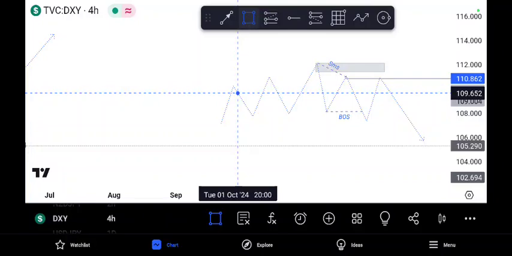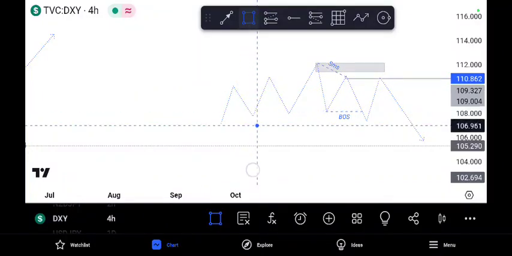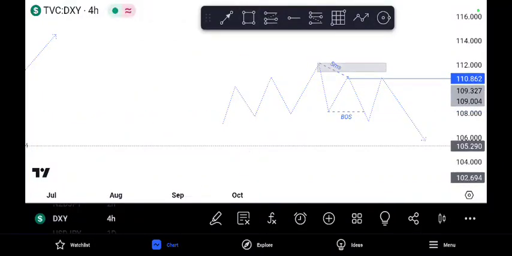Price was trending to the upside. Price wasn't violating the lows of this trade.